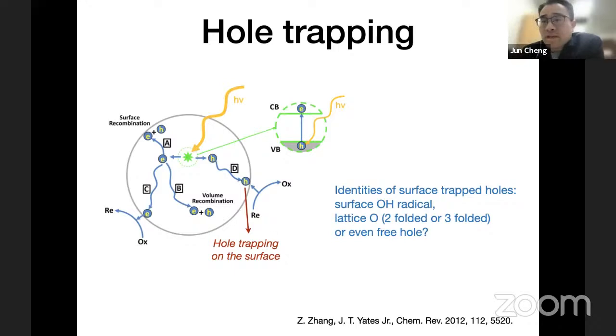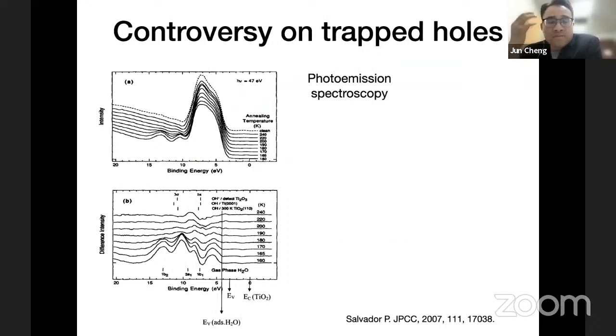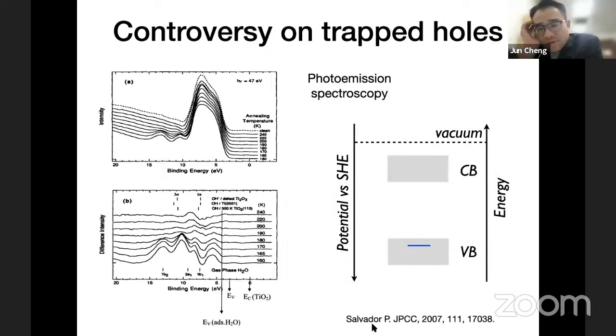In the literature, lots of experimental techniques have been developed or applied to study those holes, to identify the energetics, the energy levels, and the identity of those holes. For instance, in this work, Professor Salvador put together a large survey of the photoemission spectroscopy results. Quickly getting to the conclusion, they found that for surface water on TiO2, and also OH minus, the signal is very often below the valence band.